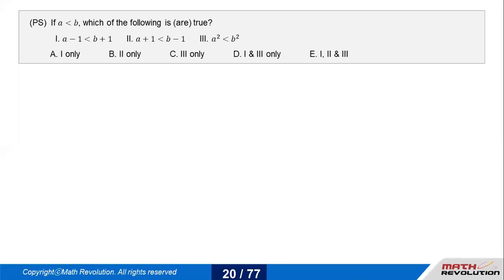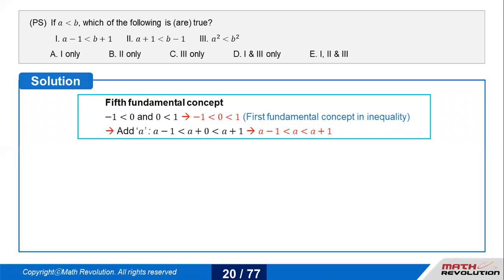If A is less than B, which of the following is or are true? Now understand, if A is less than B, we need to apply the fifth fundamental concept. And how do we see it? Because our option number 1 and 2 has got plus minus 1 into it, and option number 3 is all about the squares. So when you see such kind of plus minus things, they're not asking about A and B, they're asking about A minus 1, B plus 1, or something like that. Then you need to think about the fact that if minus 1 is less than 0 is less than 1, that means A minus 1 is less than A, which is less than A plus 1. So how can I make some consecutivity relation so that I can reach up to an option?